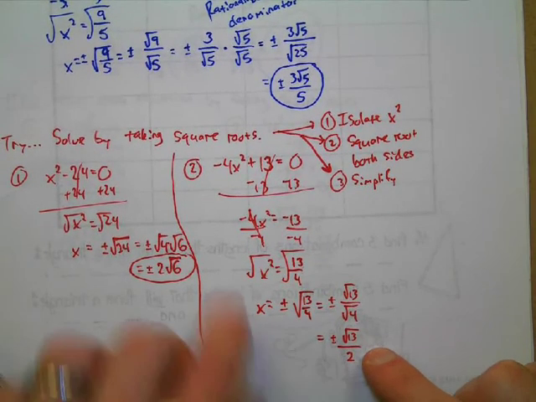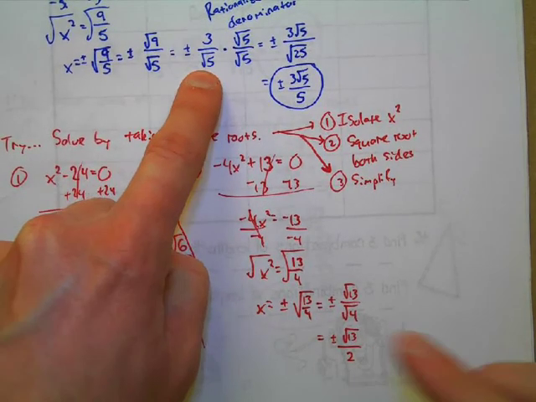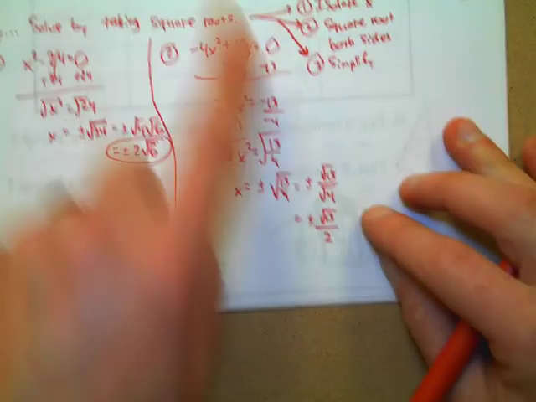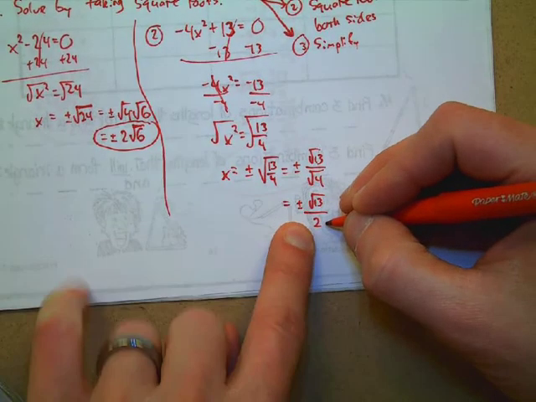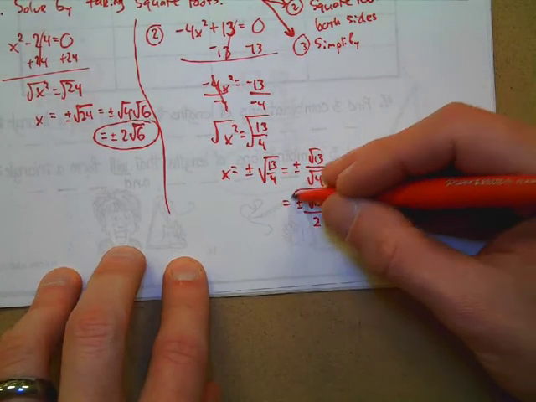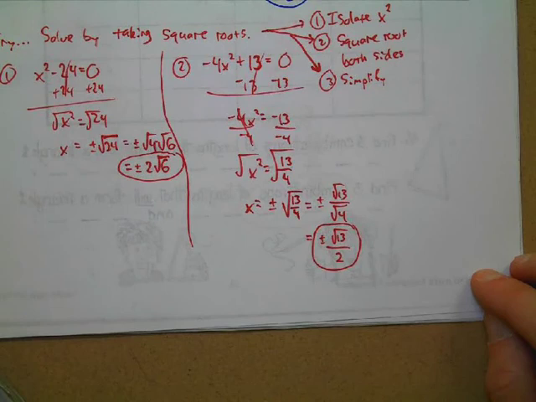So up here, right, where Mr. Whitmire simplified and we had 3 over root 5, I multiplied by root 5 over root 5 to get rid of the square root in the denominator. Here, when we did the square root, it just simplified to 2. We didn't need to do any more work. We're done here. This is it. This is all we have to do. Square root 13 over 2. Okay? Our 2 answers there.